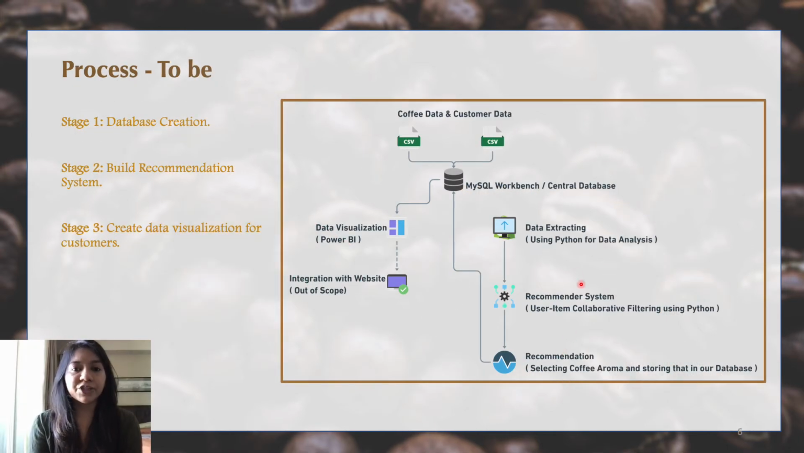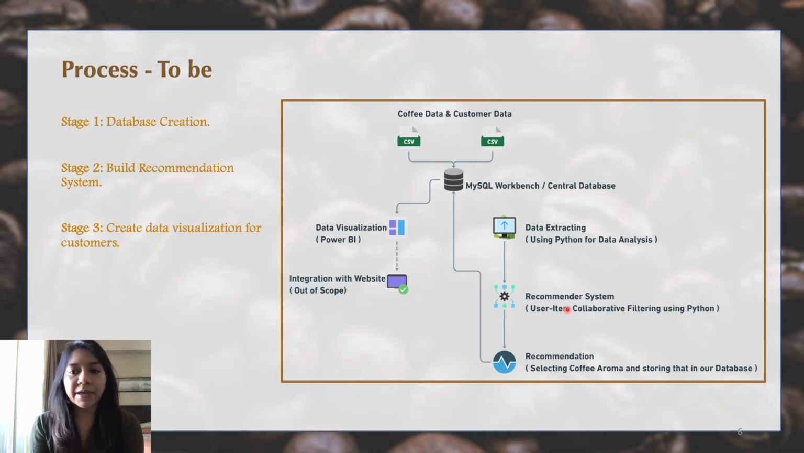So, the implementation is done in three stages. First, we have created a centralized database in MySQL Workbench. Here, we store the customer, order, and coffee details, which are used to build the recommendation system in stage 2.